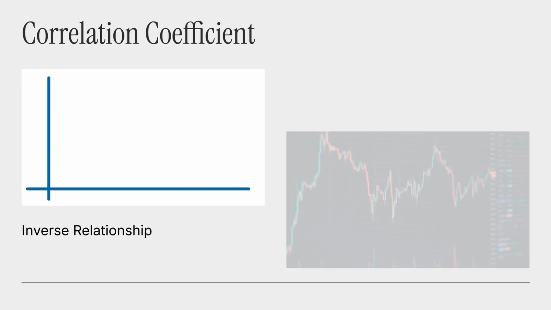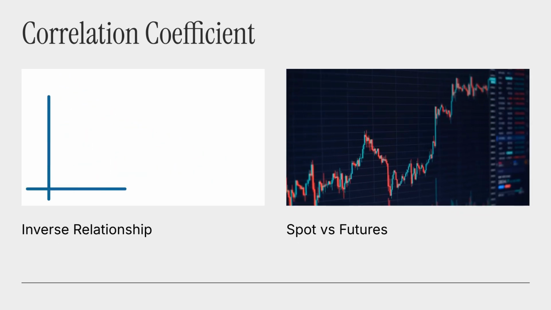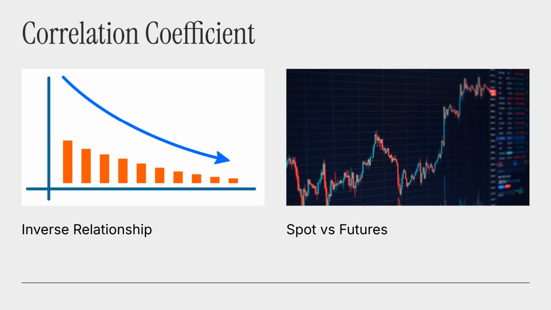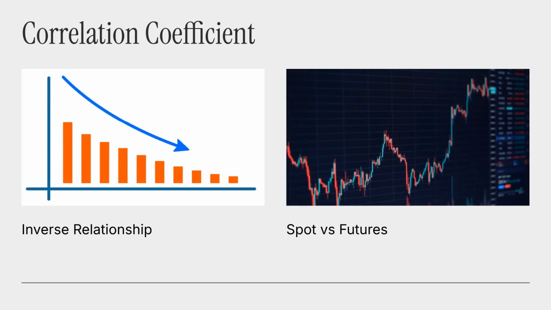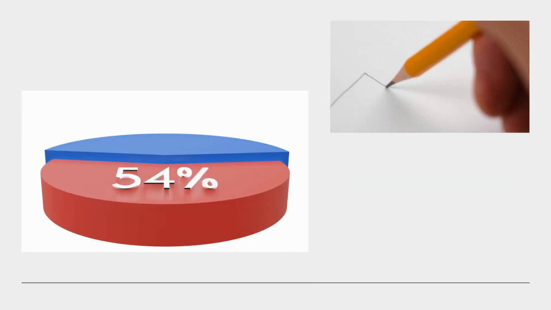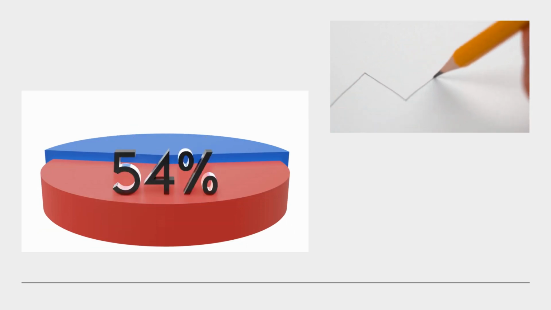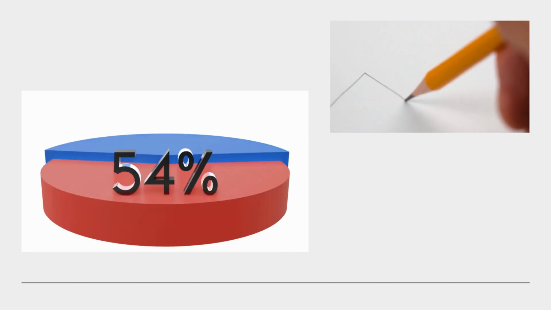Next, the correlation coefficient. This shows the relationship between spot and futures price movements. A value close to -1 indicates a strong inverse relationship. As one goes up, the other goes down, which is exactly what you want for an effective hedge. Finally, R-squared. This indicates how much of the spot price's volatility was explained by the futures price's volatility. A value over 0.8 or 80% is considered highly effective, meaning the futures market did a good job of mirroring and thus offsetting the spot market's movements.